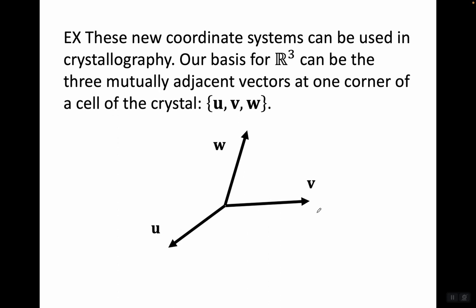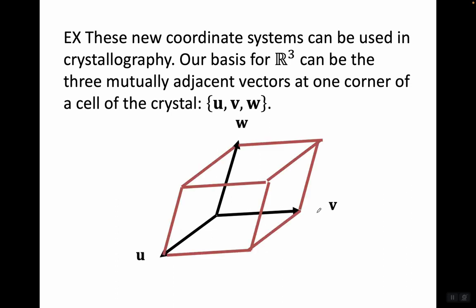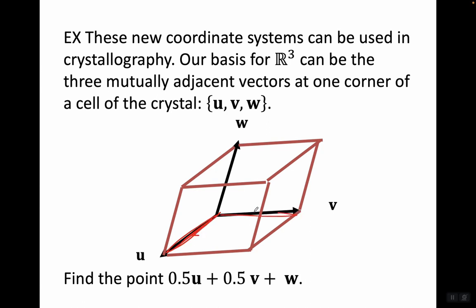These new coordinate systems can be used in crystallography. Our basis for R3 can be three mutually adjacent vectors at one corner of a cell of the crystal, u, v, w. So let's say we have these three vectors u, v, w. Our crystal would look something like that. So for example, find the point 0.5u plus 0.5v plus w. This whole vector is u over here, which means we want only half of that. And this whole vector is v, so we want only half of that.